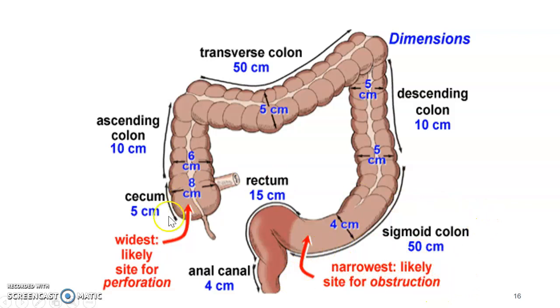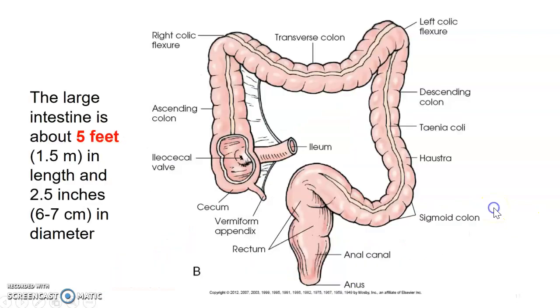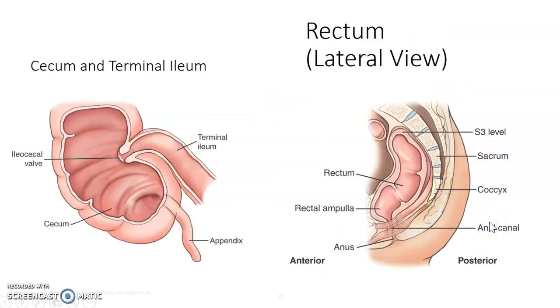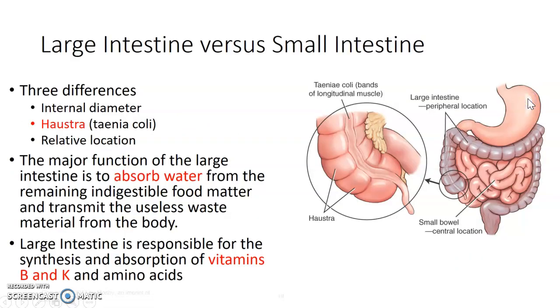So if you're looking for a perforation on a patient, it's over here early on. Obstruction tends to be further down, right? Because it's the smaller, 4 cm. Okay. Large intestine is about 5 feet in length. All right. Takes a while to get through. Rectum anatomy, cecum, terminal ileum, that TI that we do, right, in fluoro. We have that one as well.